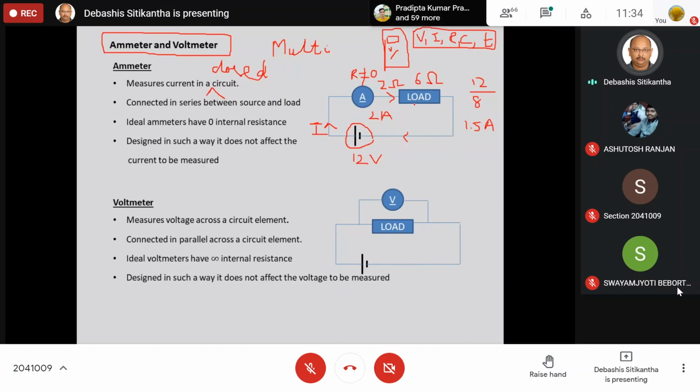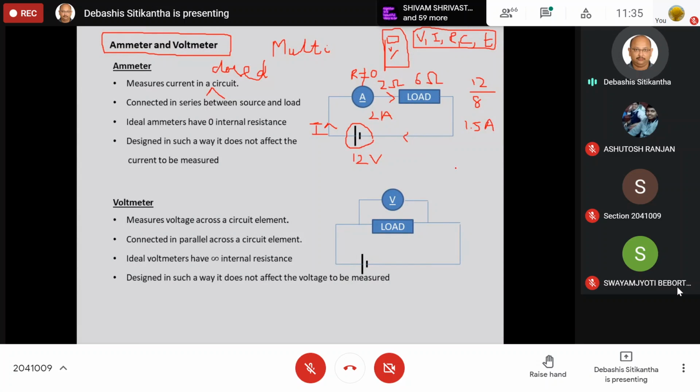Because we are interested to know what is the current drawn by the load. So if the ammeter itself is having some resistance, then the reading shown will be less. Therefore, your ideal ammeter must have a resistance equal to 0. But the truth is that the ammeter is never going to be ideal. It is definitely going to have some resistance, but that resistance is going to be very, very less.